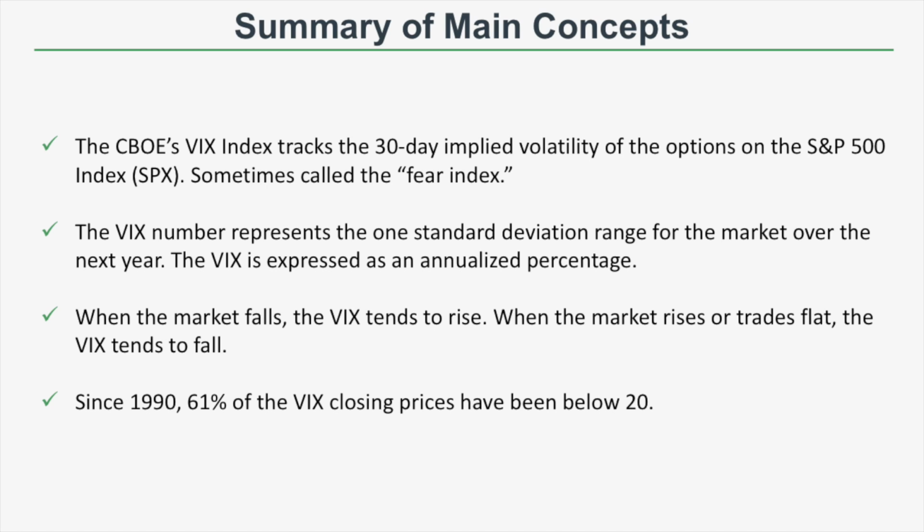So the VIX number actually represents the one standard deviation range for the market over the next year, and the VIX is expressed as an annualized percentage. As I just said before, when the market falls, the VIX tends to rise, and when the market rises or trades flat, the VIX tends to fall. And lastly, since 1990, 61% of the VIX closing prices have been below 20, but as we've seen, when the market does collapse, it tends to do so violently, which leads to very, very significant and quick increases in the VIX Index.